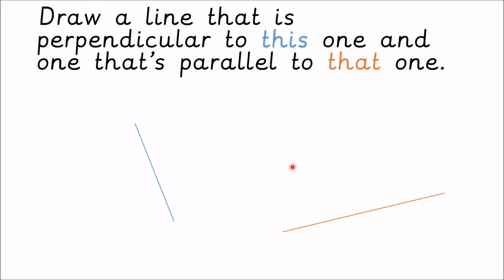So, a task you might come across: draw a line that is perpendicular to this one, so the blue one, and one that's parallel to that one, so the orange one. So you will need to use your straight edge that you found earlier and draw yourself 2 lines. Similar to these lines, they don't have to be exact, but in a sort of similar orientation.